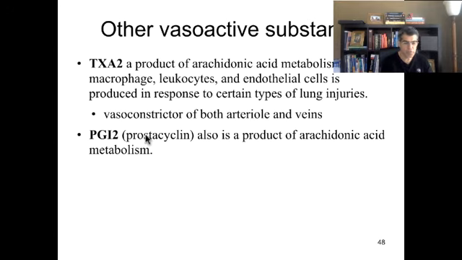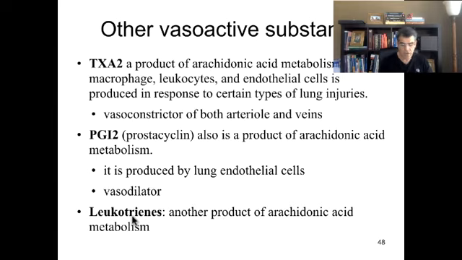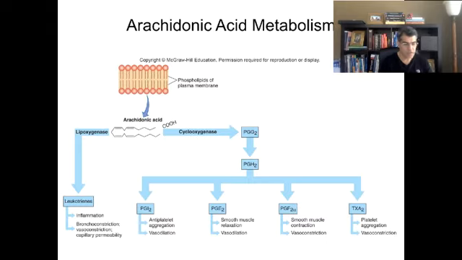Prostaglandin I2, called prostacyclin, on the other hand, is going to cause vasodilation, as you remember. Prostaglandin I2 is released by lung endothelial cells. And finally, leukotrienes are the ones that cause vasoconstriction, but they also do constriction of the airway. Do you remember leukotrienes? We said before that arachidonic acid can create prostaglandin, but arachidonic acid also can create leukotrienes.